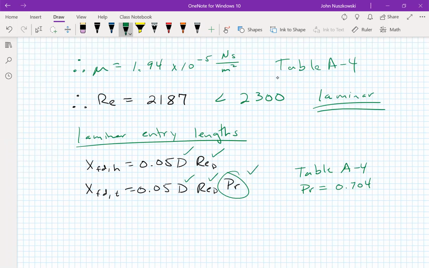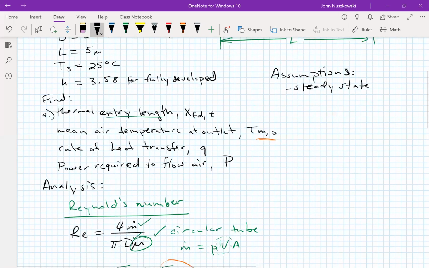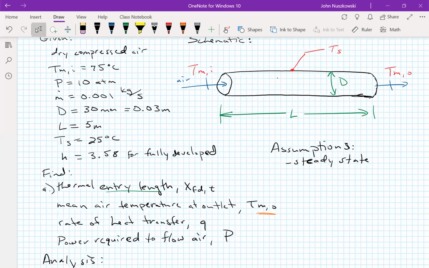So now we have the Prandtl number, so we can then solve. The hydrodynamic entry distance is 3.28 meters. The thermal entry distance is 2.31 meters. And if we go up, our length is 5 meters, right?